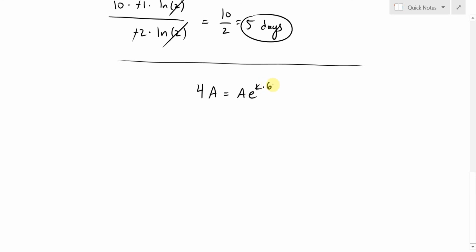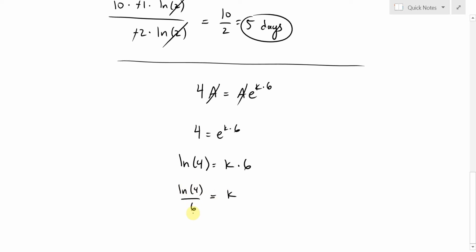Okay, so we play the same game exactly as before. The a's cancel magically. 4 equals e to the k times 6. ln of both sides gives us ln of 4 equals k times 6. Ln just cancels with the e. And so k is equal to ln of 4 divided by 6.